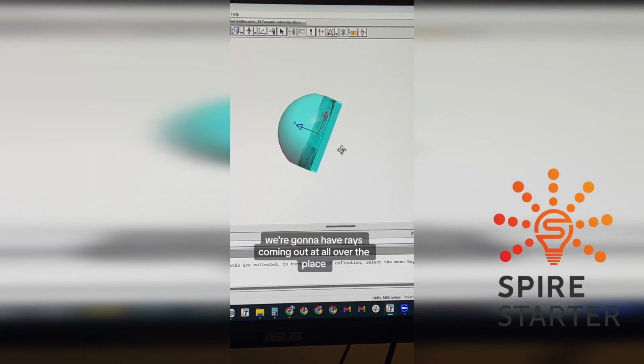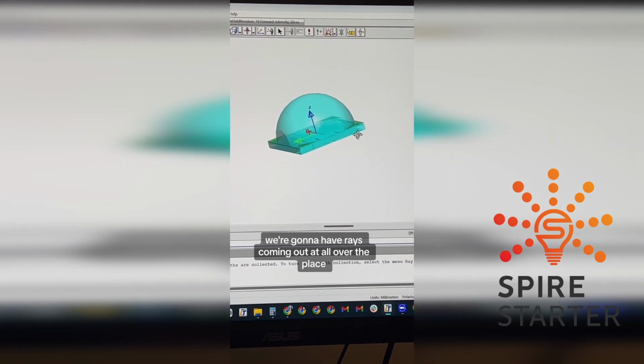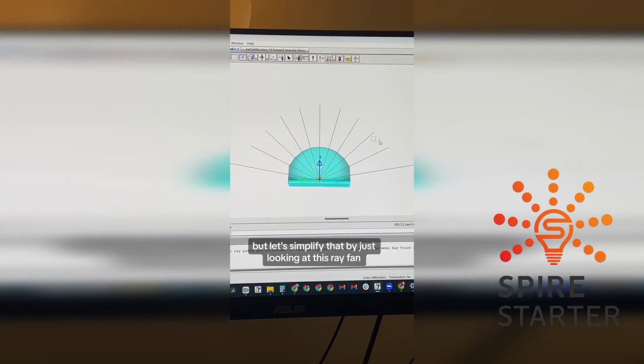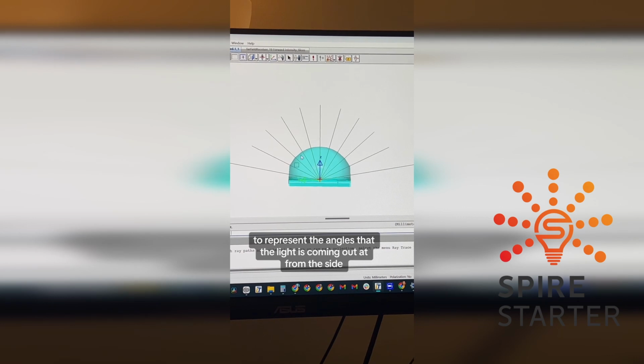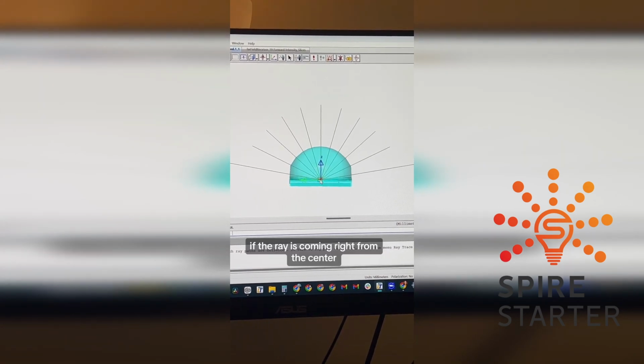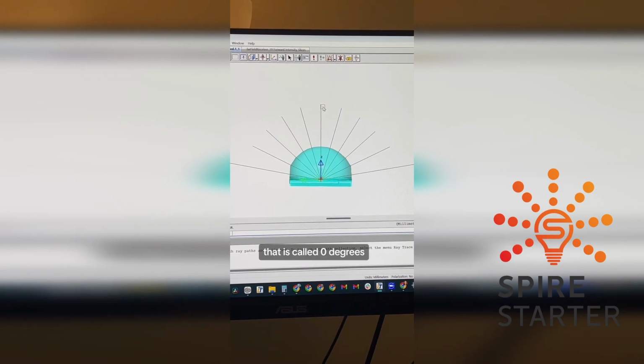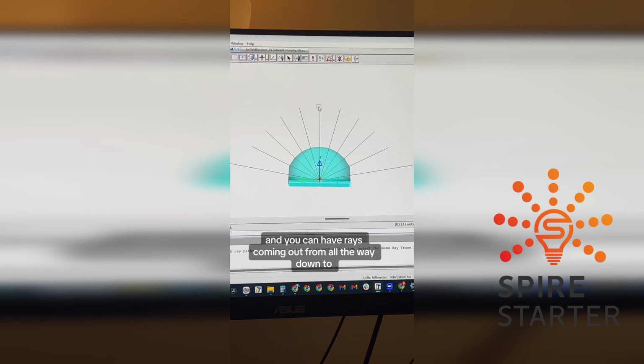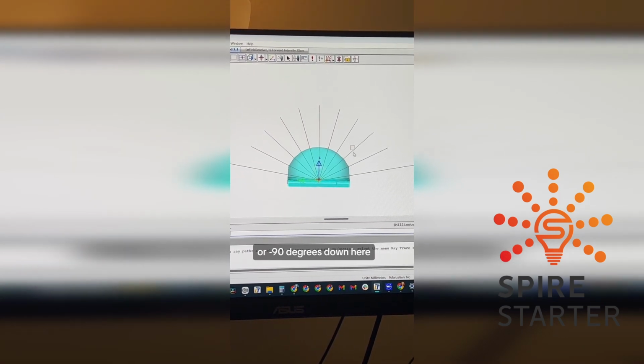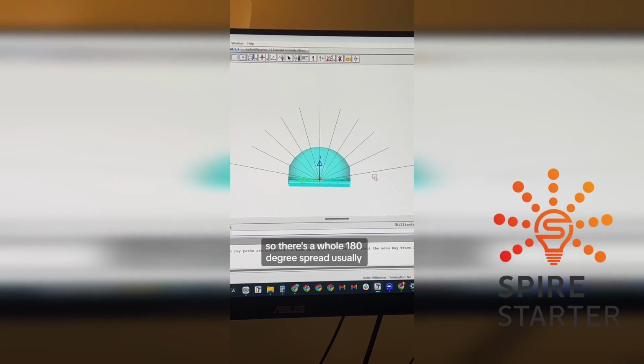If this is our LED, we're gonna have rays coming out all over the place. But let's simplify that by just looking at this ray fan to represent the angles that the light is coming out at from the side. If the ray is coming right from the center and it's coming straight out, this one, that is called 0 degrees. And you can have rays coming out from all the way down to plus 90 degrees down here or minus 90 degrees down here. So there's a whole 180 degree spread, usually.